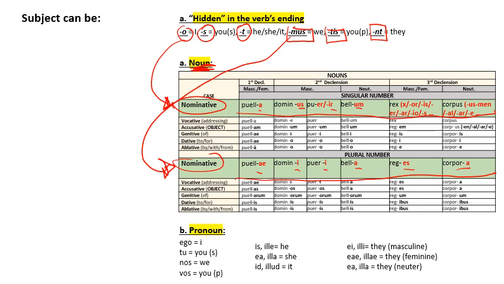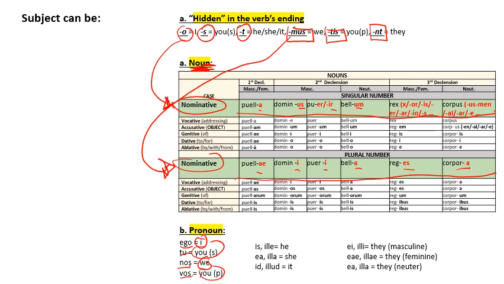Now, if the subject of a verb is a pronoun, it is a little bit easier to spot. All you have to do is look at your verb's ending, find the subject in English in your head, and then search for that English word in Latin in the passage. For example, I is ego, you is tu, we, nos, you, vos.